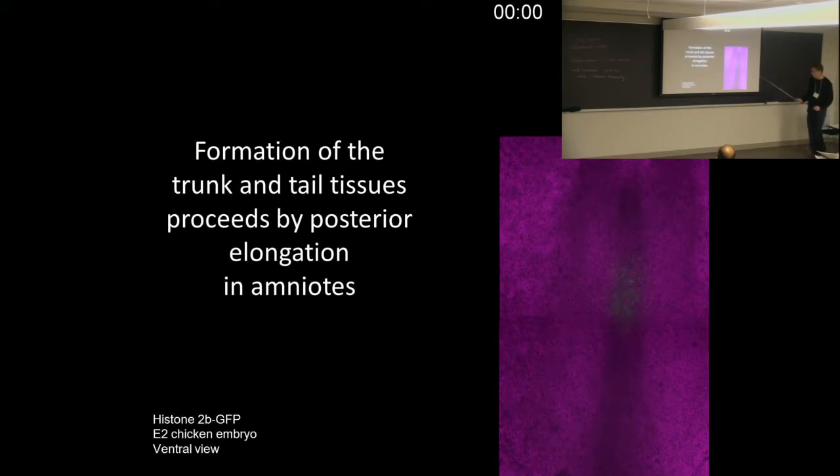And so here I want to show you a movie which illustrates not only how the posterior part of the embryo is formed, but also the fate of the paraxial mesoderm cells and how the territory that contains the progenitors of these cells, initially in the primitive streak and then the tail bud, will generate what will form this tissue, which I just showed you.